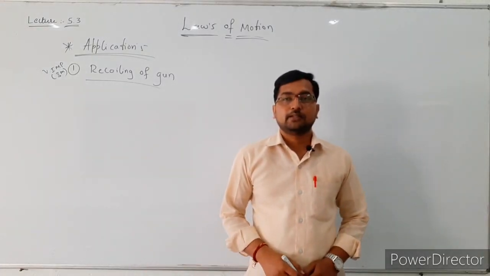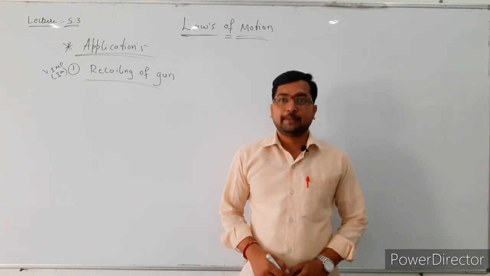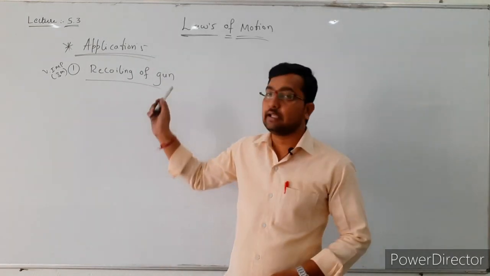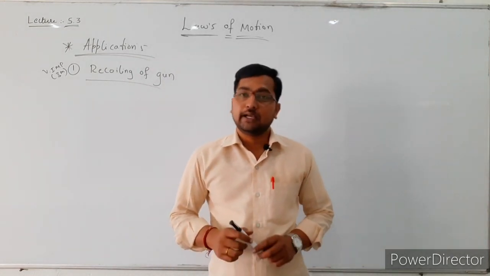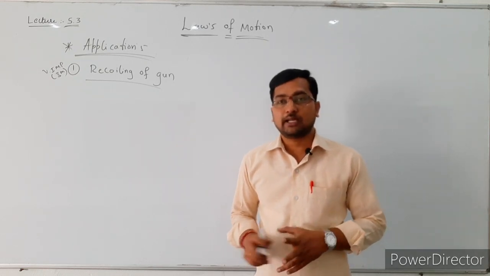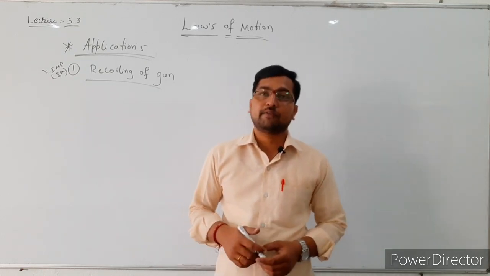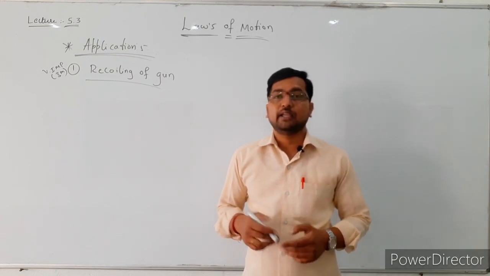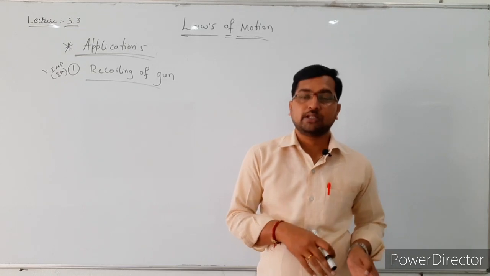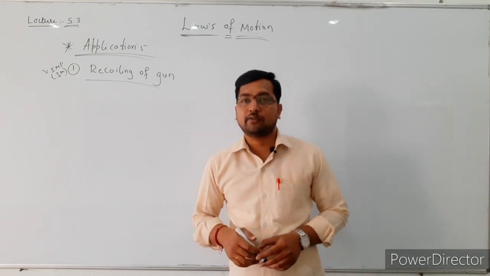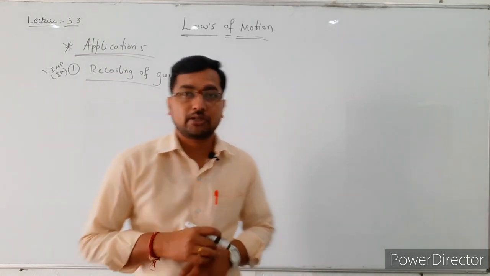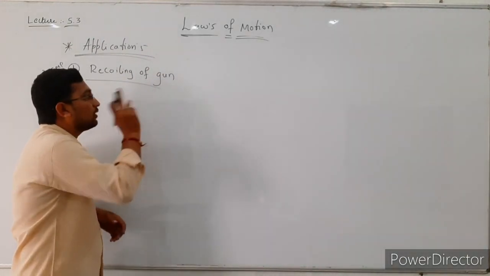Okay, the next one is applications of the law of conservation of linear momentum. The first one is recoiling of a gun. It is very important for 3 marks. Already we know the statement of the law of conservation of linear momentum: if no external force is acting on the system, the total momentum before collision is equal to the total momentum after collision. So the first application of the law of conservation of linear momentum is the recoiling of a gun.